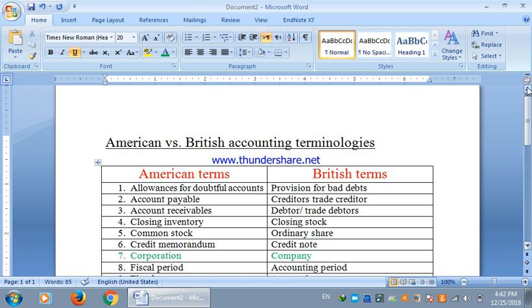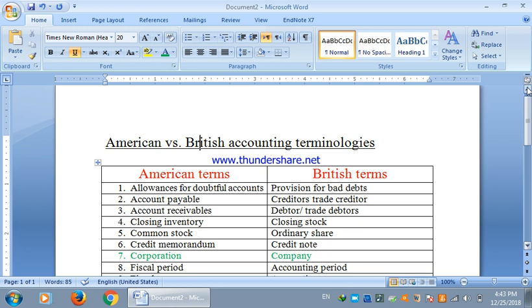Here, mostly in the countries or the states or the regions that do not lie under the government of America or Britain, for example here in Pakistan, India, etc., we use either the American system or we follow the British accounting system. There are some terms that are basically the same. There is no difference in such concepts, but there are differences between the American and the British terminologies.